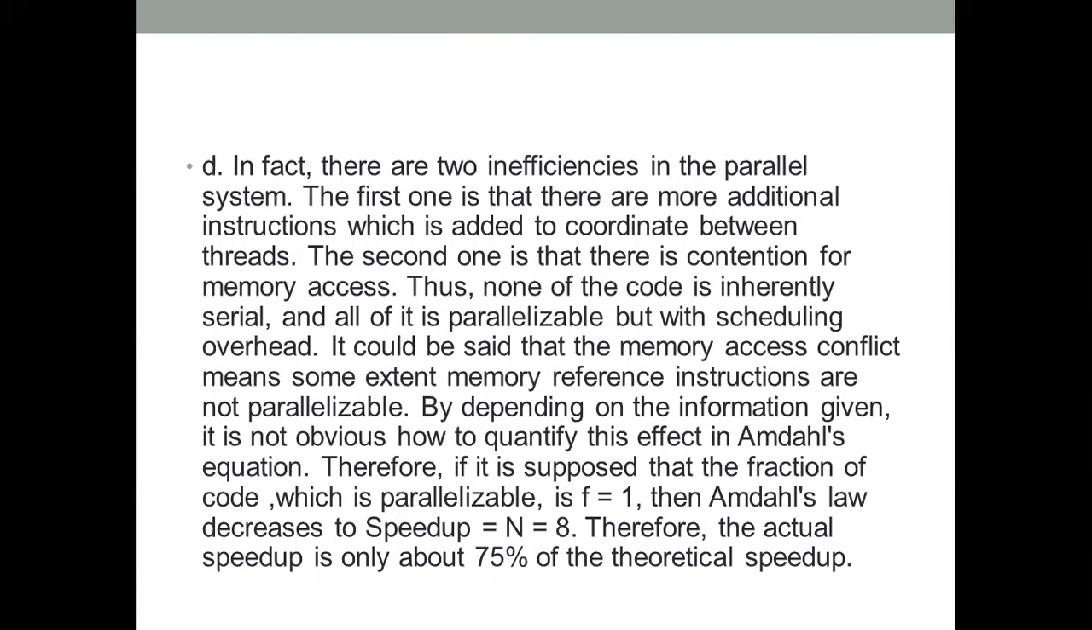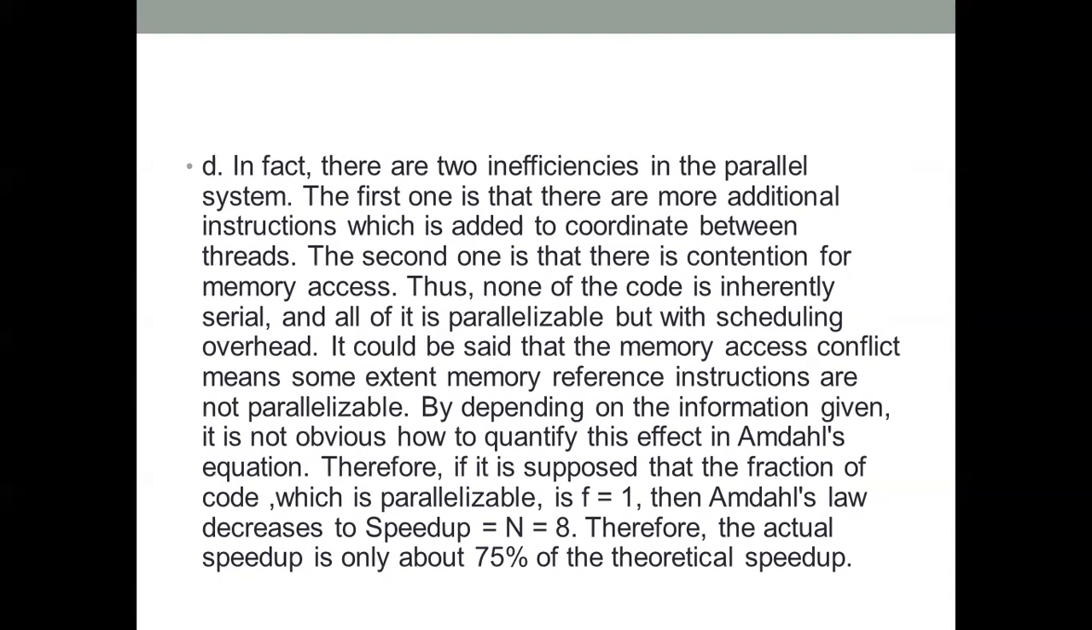And the last is part D. In fact, there are two inefficiencies in the parallel system. The first one is that there are additional instructions added to coordinate between threads. The second one is that there is contention for memory access. Thus, none of the code is inherently serial and all of it is parallelizable, but with scheduling overhead. It could be said that the memory access conflict means that, to some extent, memory reference instructions are not parallelizable.